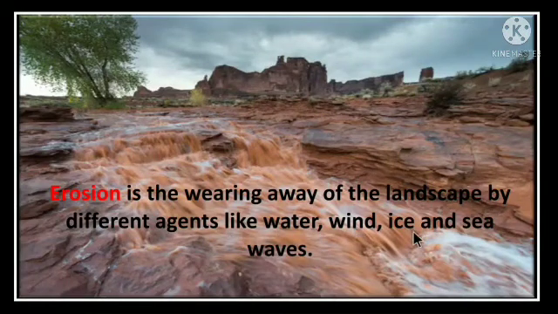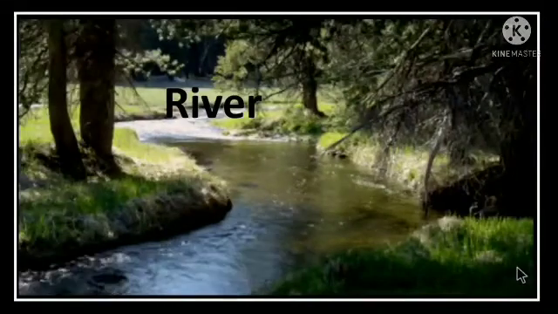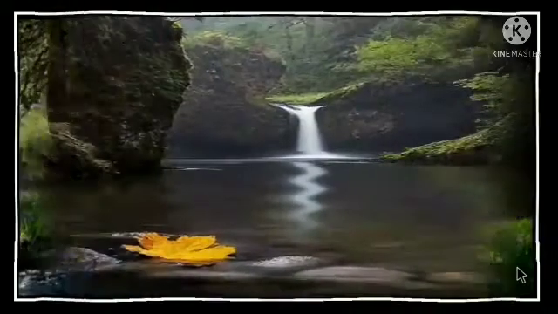The next process is erosion. Erosion is the wearing away of the landscape by different agents like water, wind, ice and sea waves. Erosion means removal of the layer of soil by natural agents and also by man-made agents. Examples of natural agents are water, wind, ice, etc. An example of a man-made agent is deforestation. Let's see the different agents of erosion one by one.